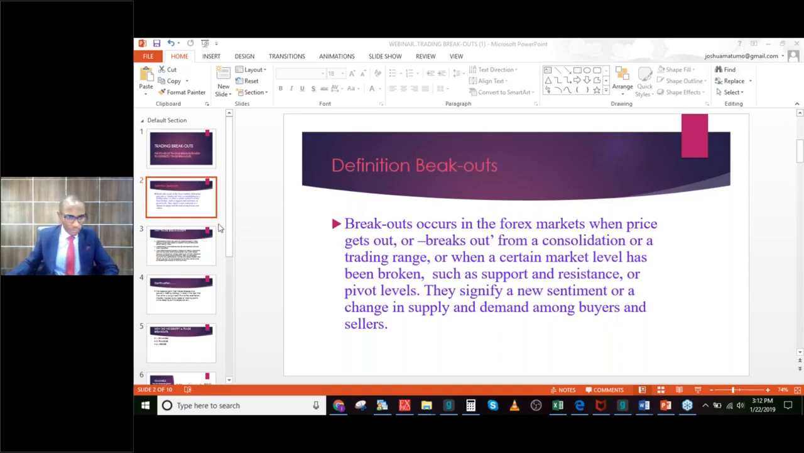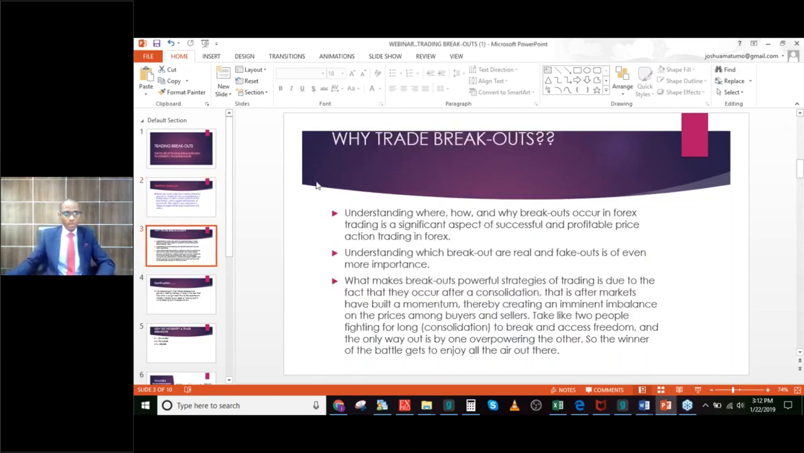Moving forward, we're going to cover the next subtopic, which is why breakouts? Why do we trade breakouts? Why are breakouts important to us price action traders in the forex markets? This is the first point: understanding why and how breakouts occur in forex trading is quite a significant aspect of successful and profitable price action trading in forex.